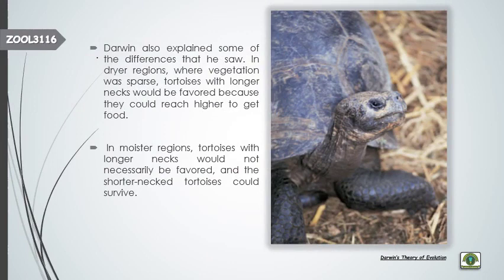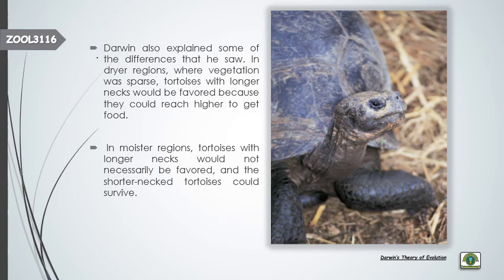Darwin also explained some of the differences that he saw in dry regions where vegetation was sparse. In dry regions, tortoises didn't get vegetation on the ground, so a short neck wouldn't be favored in that environment. That's why in dry regions where vegetation was sparse, tortoises with longer necks would be favored. Definitely, they were favored because they could reach higher to get food. If they have a longer neck, they can get their food easily.